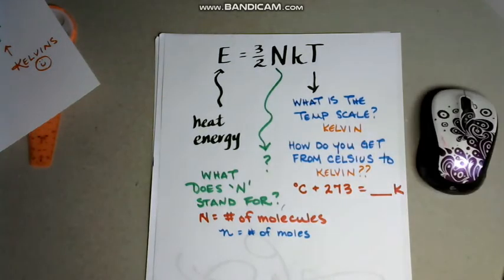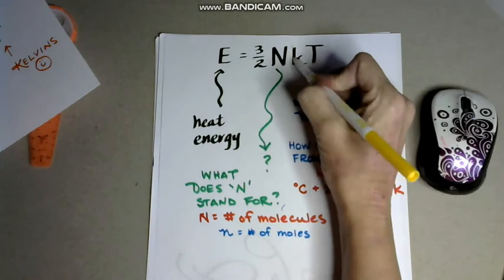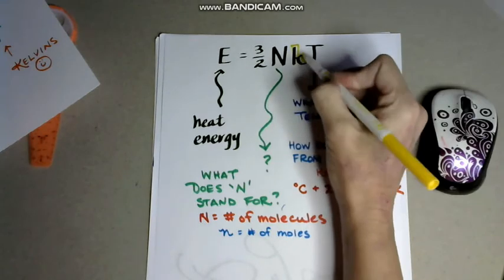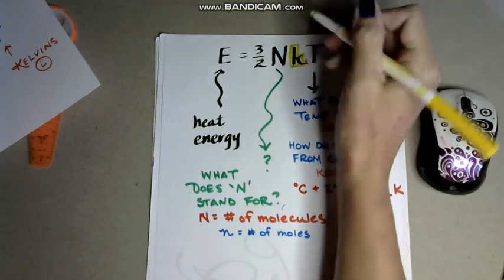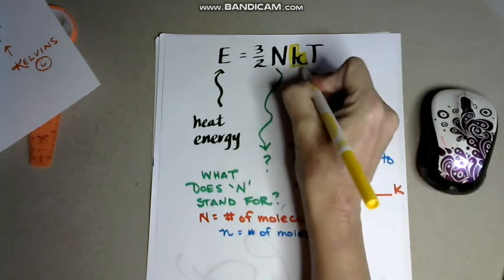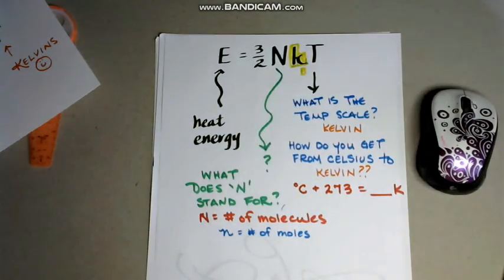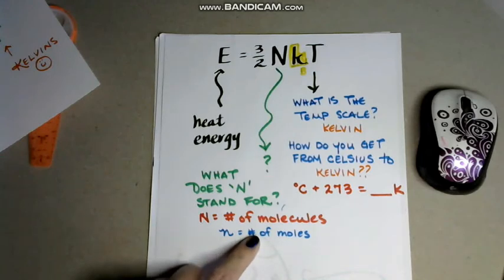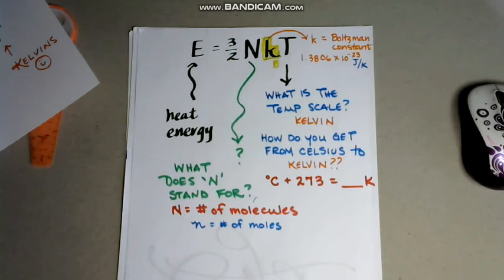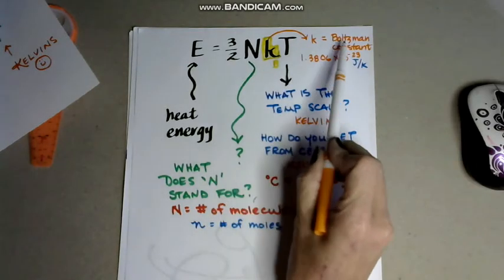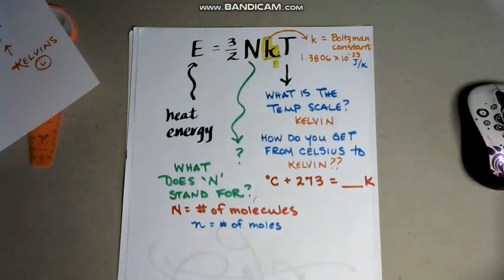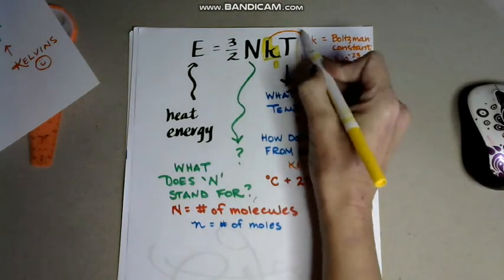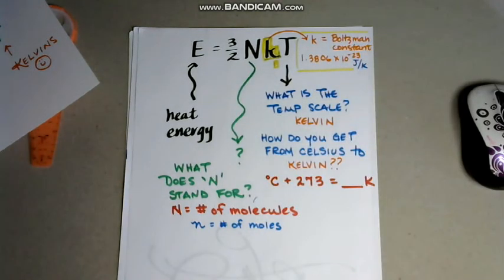Finally, what is this K value? I don't expect you to know that. It is actually on your equation sheet. It says kB, and that is called your Boltzmann constant. Let me write that down here. K is the Boltzmann constant. It's 1.3806 times 10 to the negative 23.